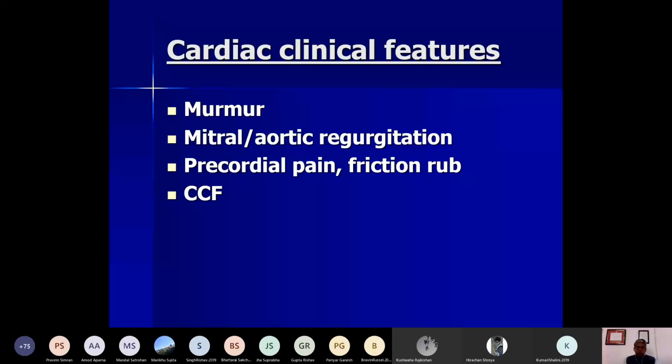Also, there would be inflammation, so there could be pain in that region, which is mentioned as precordial pain because it's in the area right in front of the heart. Since the ejection fraction is affected, the heart is not able to pump out the blood adequately, the capacity of the heart reduces, so it can lead to chronic congestive failure. It could be left-sided failure, or it could be right-sided failure, or it could lead to biventricular cardiac failure.